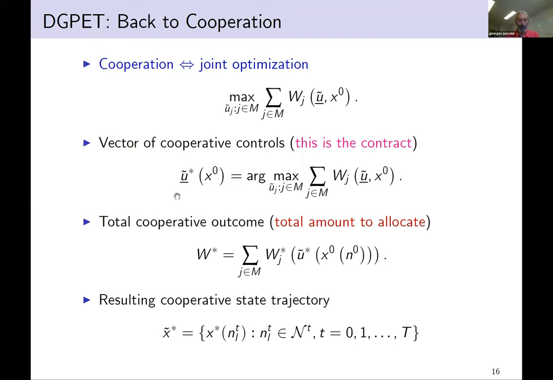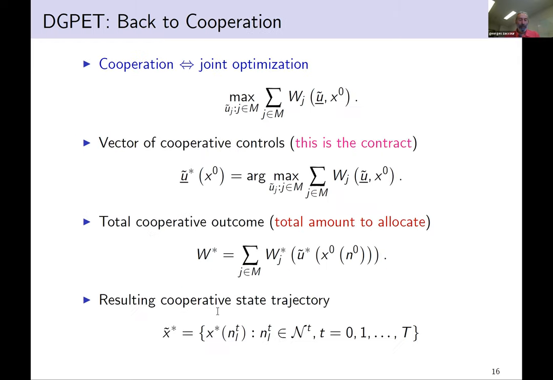Now, once we implement the cooperative contract, we simply obtain the total cooperative outcome that the whole society can achieve, assuming that we are going to cooperate throughout all planning horizon. Now, the solution of this optimization problem is also giving me the cooperative state trajectory. So I know now at each node, what would be the value of the state, assuming that cooperation is enforced.